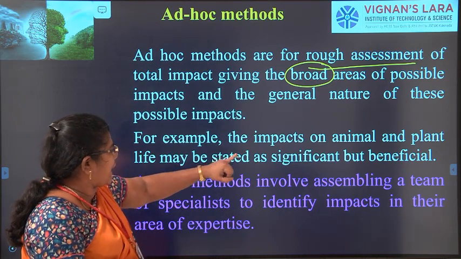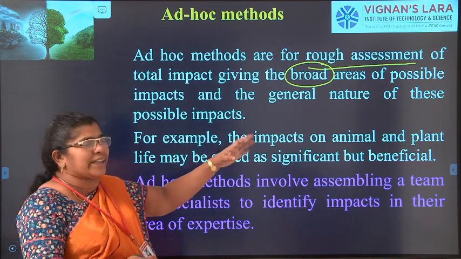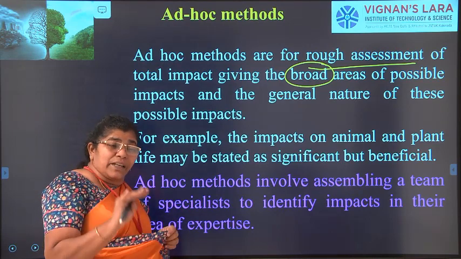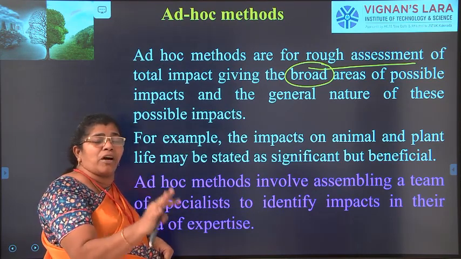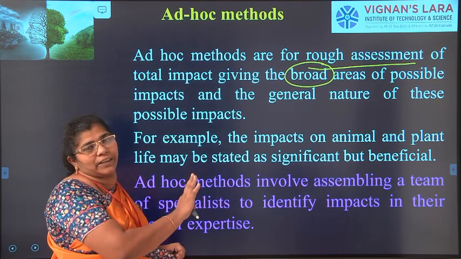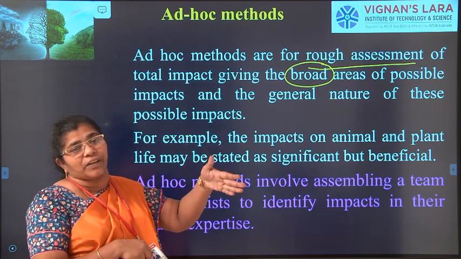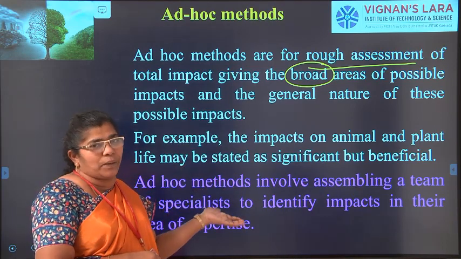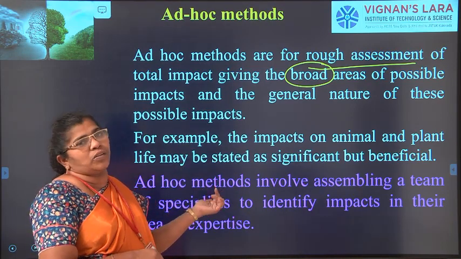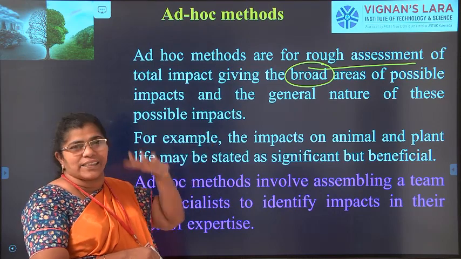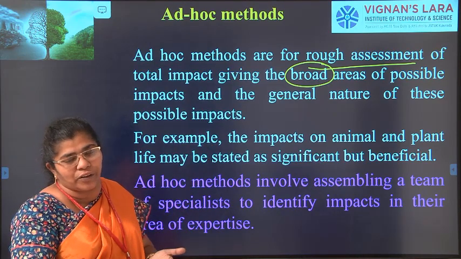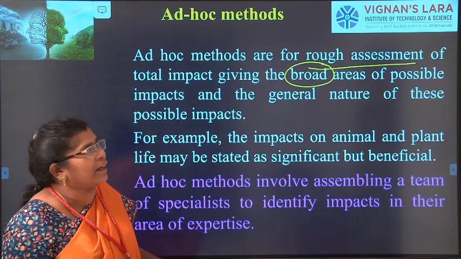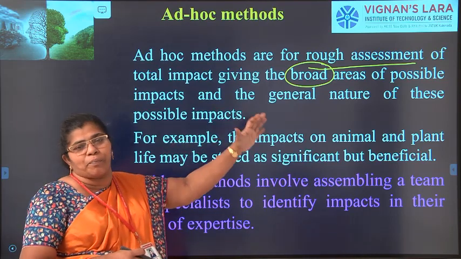Okay, we will see the next example. The impact on animal and plant life may be stated as significant but beneficial. This project will affect the flora and fauna of that region, it will be given there. But how much it is affected, what the main species affected is, has to undergo further study. So by this method, we can say what is affected, whether it is hydro affected or a person is affected or only flora is affected, like that we can have a broad area which is all affected.